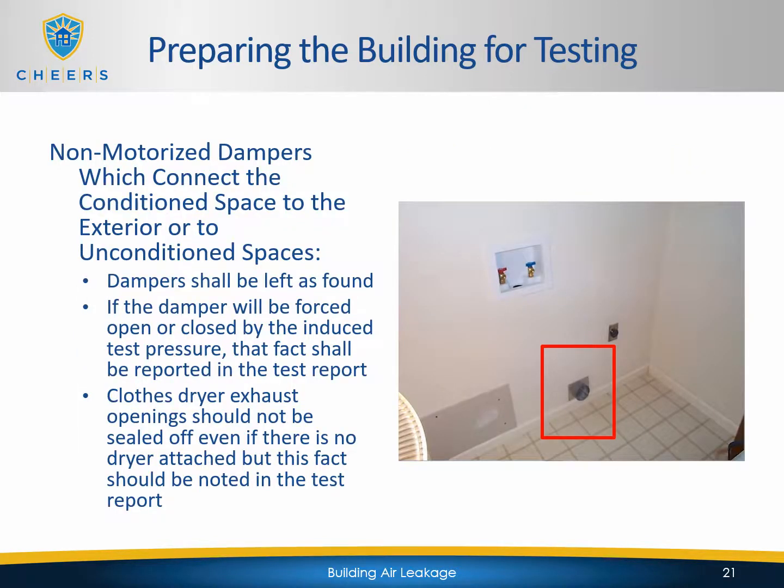Non-motorized dampers which connect the conditioned space to the exterior or unconditioned spaces, those types of dampers shall be left as found. If the damper will be forced open or closed by the induced test pressure, the fact shall be reported in the test report. Closed dryer exhaust openings should not be sealed off even if there is no dryer attached, but this fact should be noted in the test report. And the picture that you see on the right is obviously an example of a dryer vent without a dryer connected to it.